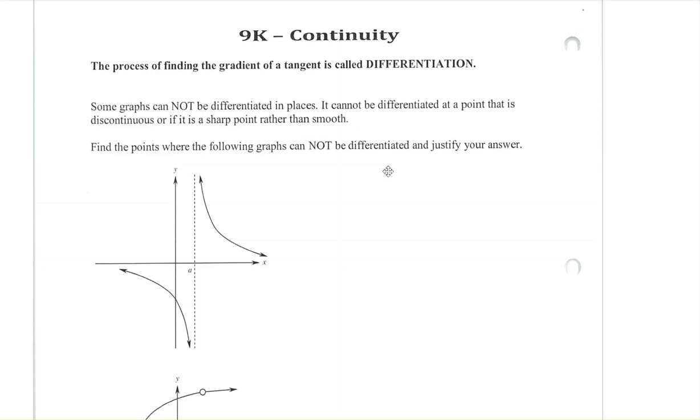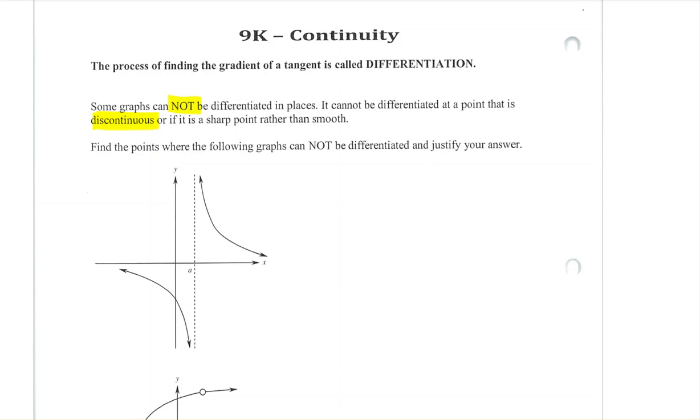Today is about continuity. The process of finding the gradient, as we know, is about finding the tangent when we find the derivative. Find the gradient of the tangent by differentiating. So some graphs may not be differentiated in places. Okay, why would that happen? Let's have a look. It cannot be differentiated at a point that is discontinuous.